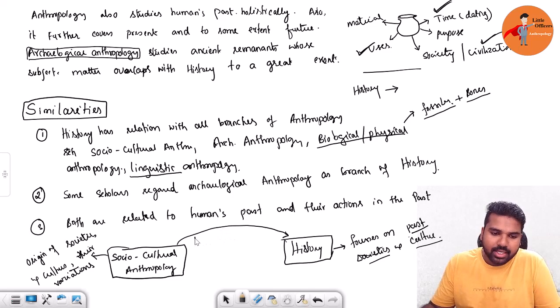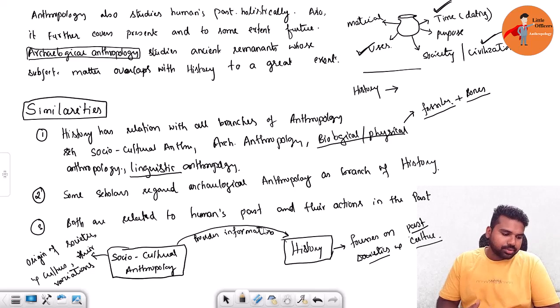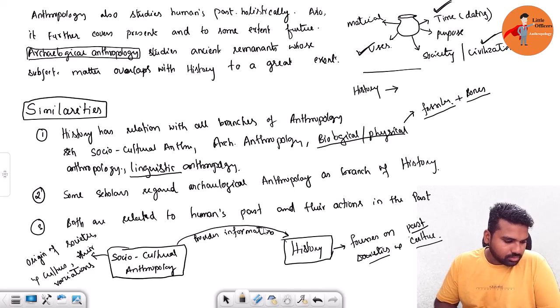It provides information about these societies and cultures, how they got formed. Even it presents the description of the events. Information related to the events, past events.